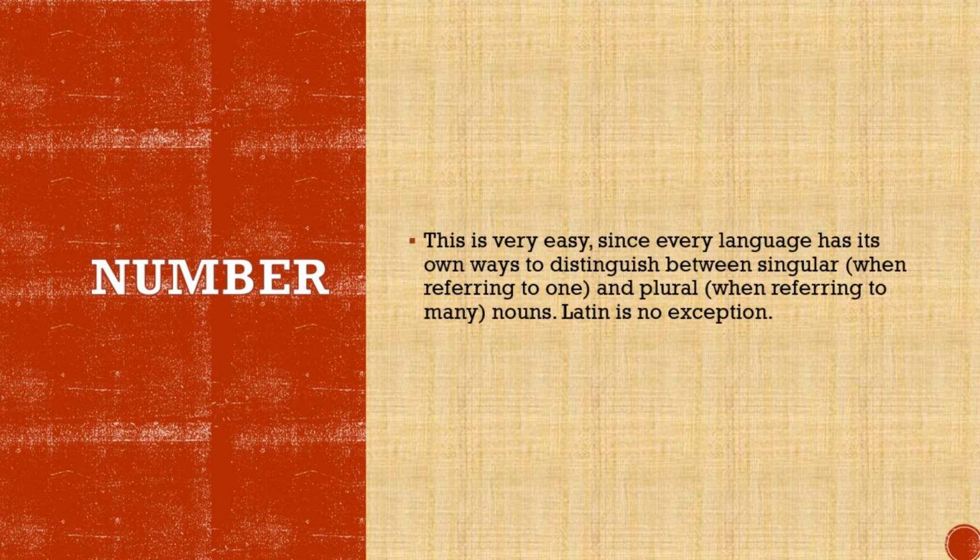Number is a very easy concept. Number is just singular if we are referring to one noun, and plural if we are referring to many of the things that we are talking about. Of course, in English you just add an S, leaving aside the irregular plurals, and Latin is no exception. So we have singular and plural in Latin too.